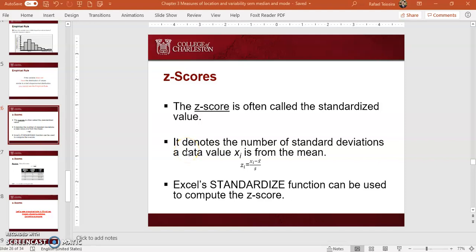Hi, another very important concept in statistics is the z-score. The z-score is also often called a standardized value. Z-scores are also denoted as z-values. Z-score, z-value, they are interchangeable, so they are the same thing. So what is a z-score? Let me show in practice what a z-score is.